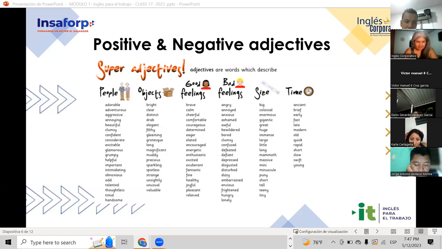Thoughtless. What do you think that is? Negative. Alguien que es desconsiderado. Timid. Tímido. Handsome. Positive, okay. Handsome aplica para los chicos que son bien parecidos y beautiful para las niñas. No le vayas a decir a un chico que es beautiful. Ni tampoco le vayas a decir a una chica que es handsome.